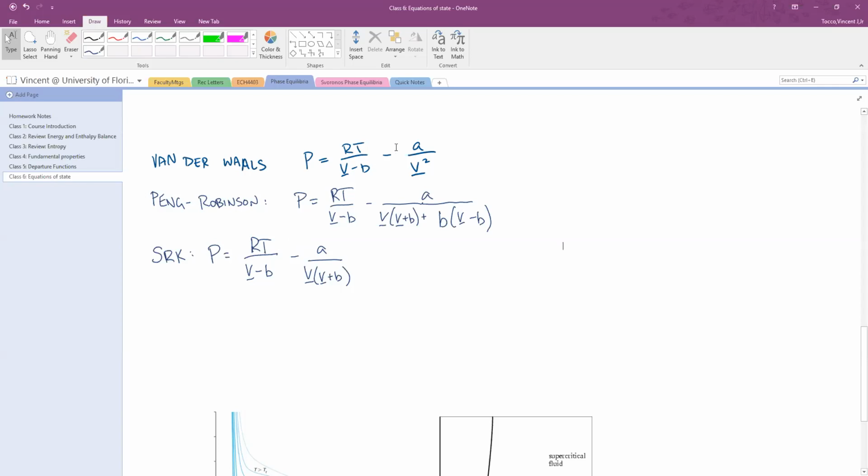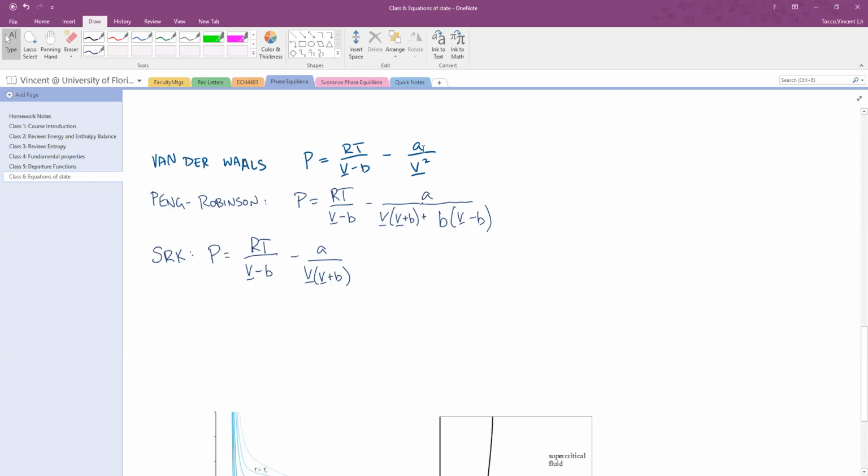So in all three of these equations of state, you've got RT over V minus B. And you have slight differences in the attraction term. So van der Waals, Peng-Robinson, and Soave-Redlich-Kwong all use slightly different variants of that second term. Peng-Robinson and SRK were derived, or they were empirically formulated after van der Waals. They've kept the same meanings for the constants just to have similarity between them.